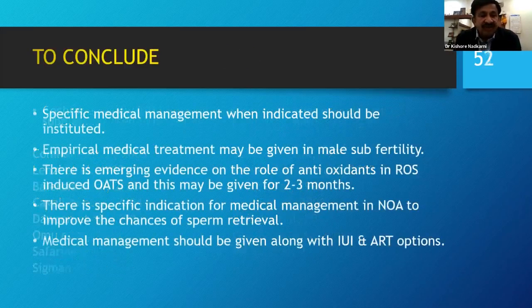So to conclude, my dear friends, specific medical management when indicated should be instituted. When specific cause is not known, what you give treatment is called empirical medical therapy. And many of us are called upon to give some treatment to people to improve their counts. This is known as empirical medical treatment, which I have outlined. There is emerging evidence on the role of antioxidants in ROS-induced OATS, and this may be given for 2 to 3 months. There is a specific indication for medical management in non-obstructive azoospermia.